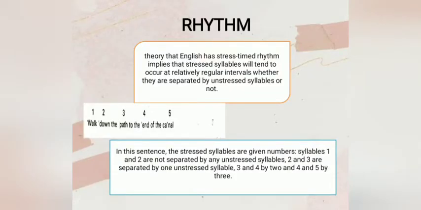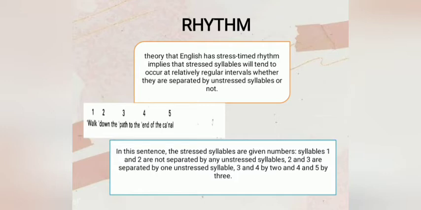Okay, the first, I will explain about rhythm. Rhythm generally means a movement marked by the regulated suggestions of strong and weak elements, or of opposite or different conditions. The theory that English has stress-timed rhythm implies that stressed syllables will tend to occur at relatively regular intervals, whether they are separated by unstressed syllables or not.